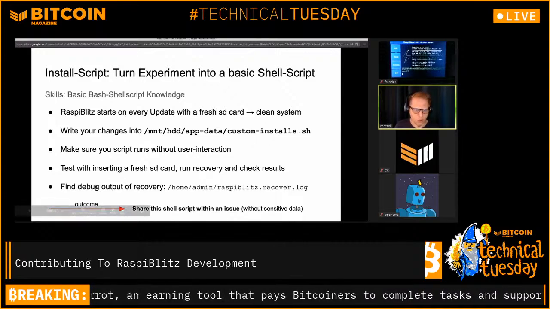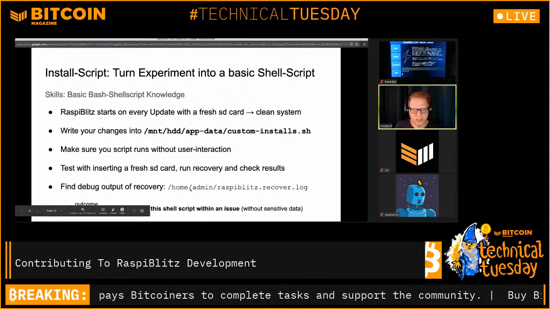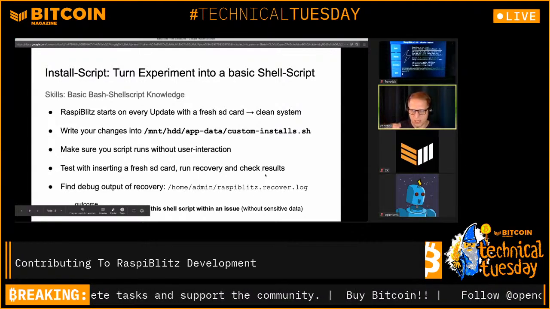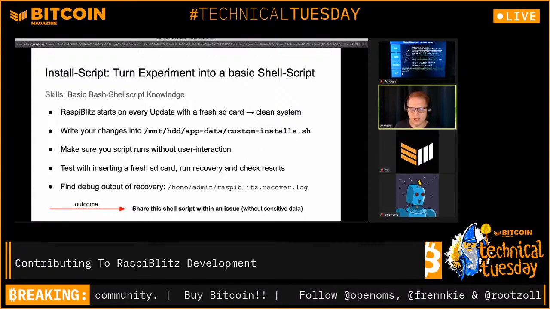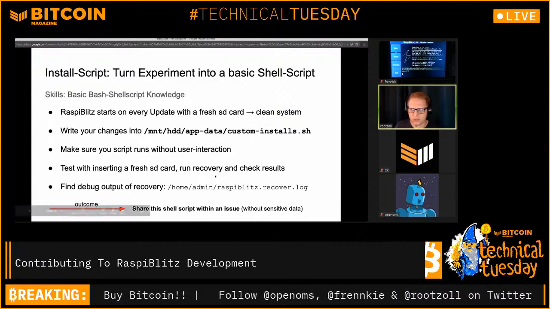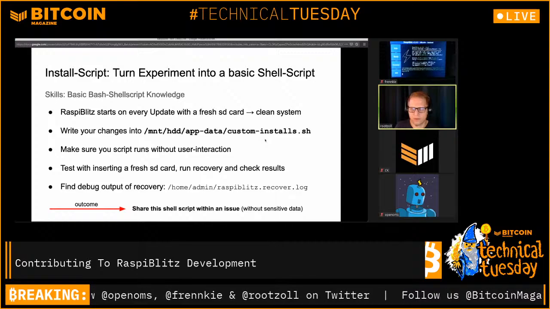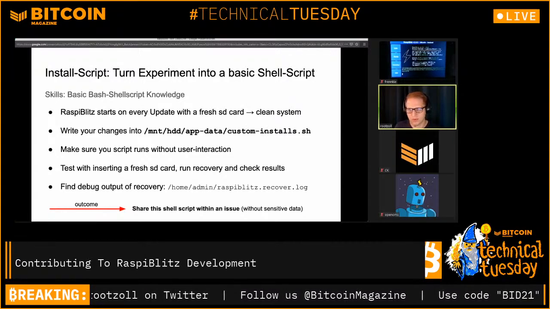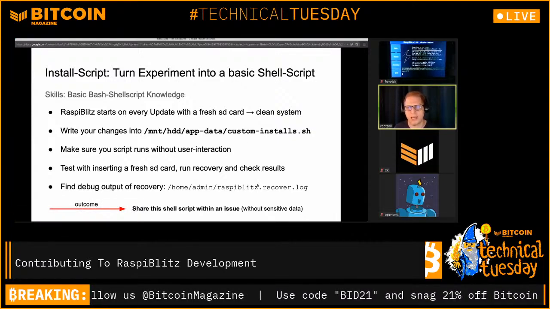If something was not working, you can check out this one file you find after the update if you log in: home admin raspiblitz recover.log. This is all the outputs, and you can even do echo outputs or whatever, like here in the custom installs, and then you should see it. And if there's any error that was outputted, it should be on the custom script in the log here, so you can maybe get a hint why it was not running and improve it.